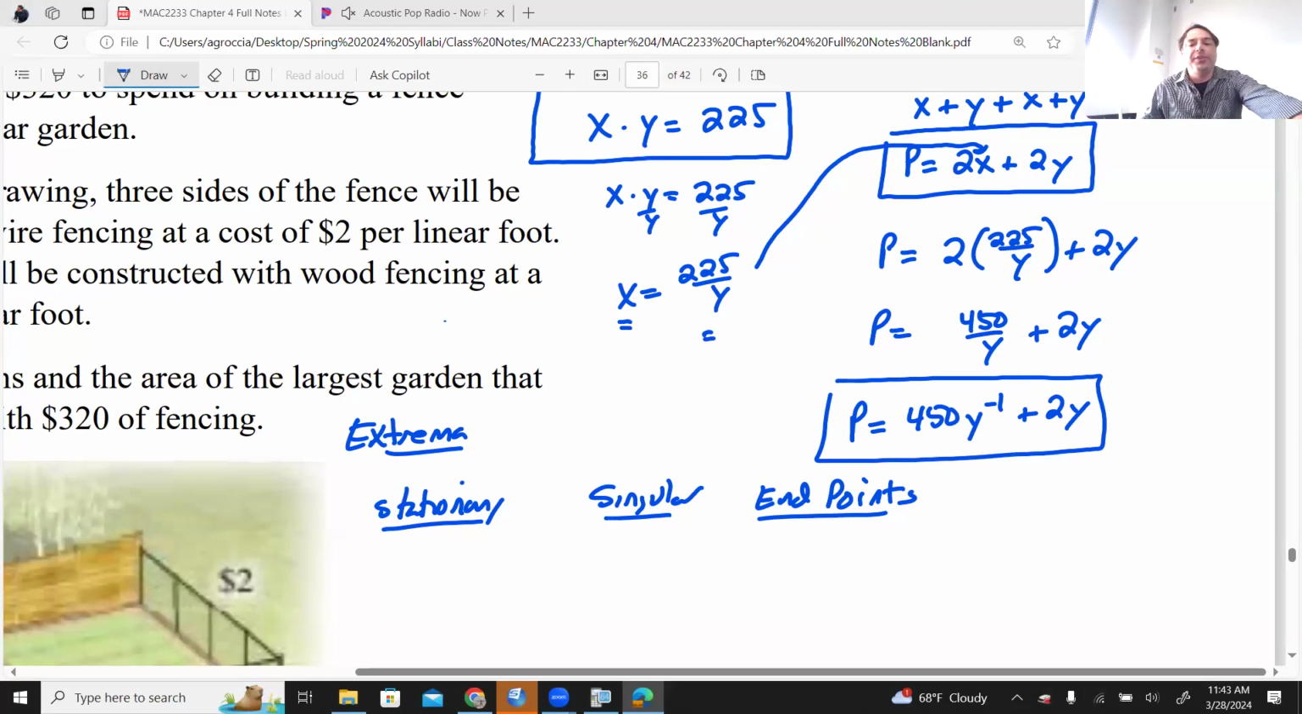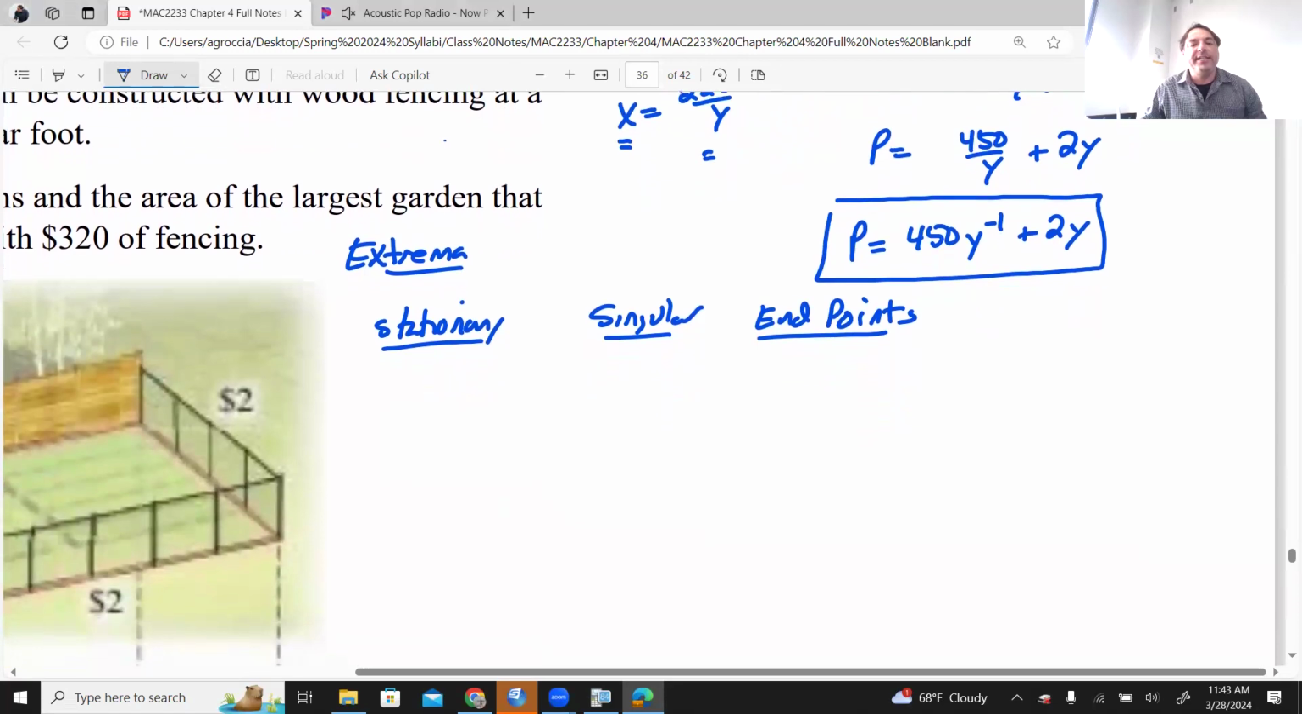So as we go through this, remember we're looking for stationary, singular, endpoint. For stationary, we're going to take the derivative. That's going to be negative 450 y to the negative 2 plus 2, and we're going to set it equal to 0. So let's make sure that we got the derivative correct. Here's our problem again: negative 450 over y squared plus 2 equal to 0.